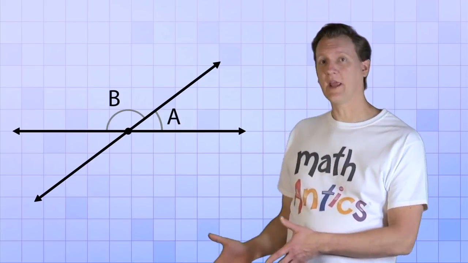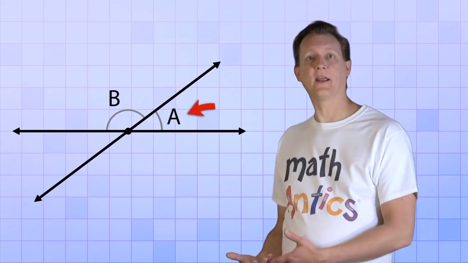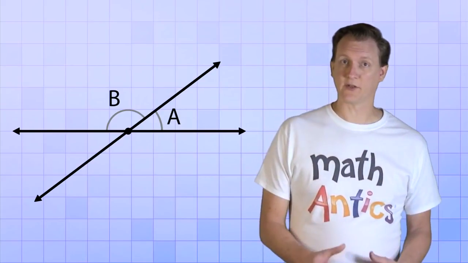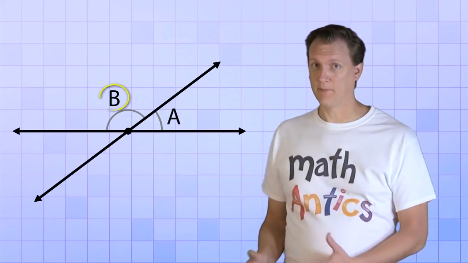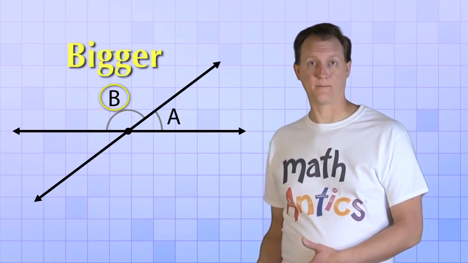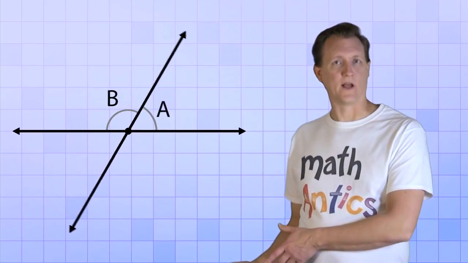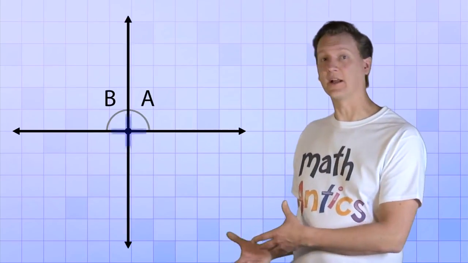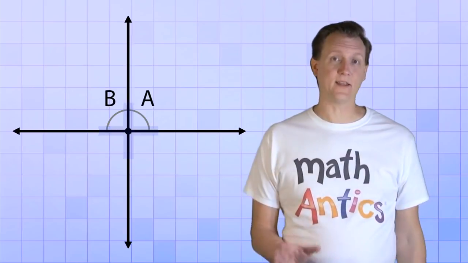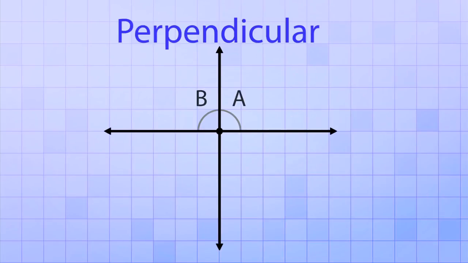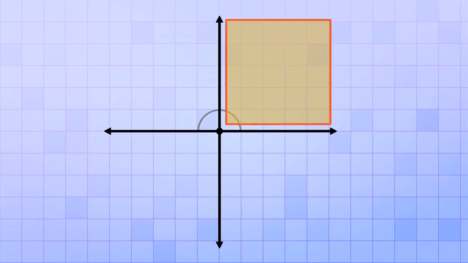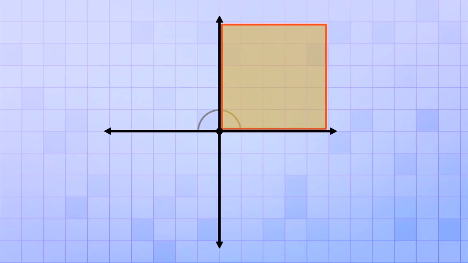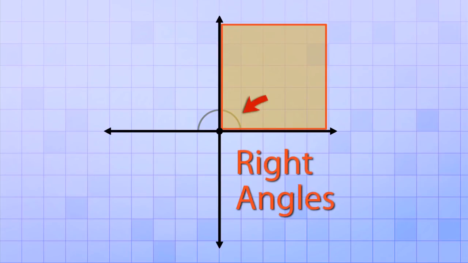Alright then, so now we have a diagram that shows angle A and angle B. And you might notice that those angles aren't the same size. B seems to be bigger than A. But what if we rotate one of our lines until the angles do look like they're the same size? Now our angles look kind of like a plus sign. Lines arranged like this are called perpendicular. Perpendicular lines are lines that form square corners when they intersect. And these square corner angles have a special name in geometry because they're really important. We call them right angles.